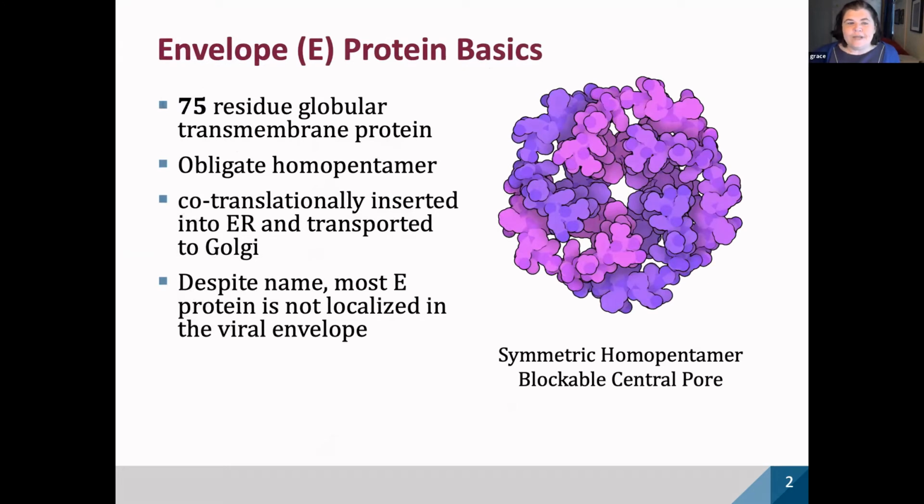So the basics of the E protein. This guy is a 75 residue globular transmembrane protein. It is a homopentamer, so it has to be a pentamer because the center of the pentamer is where the pore is. So just checking, you guys can see my mouse?